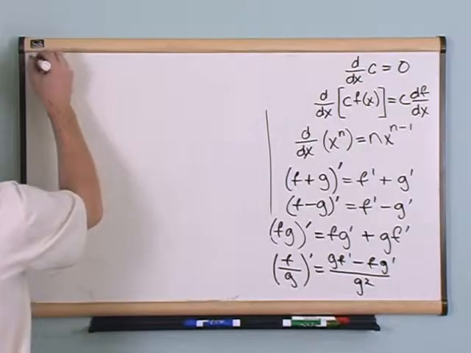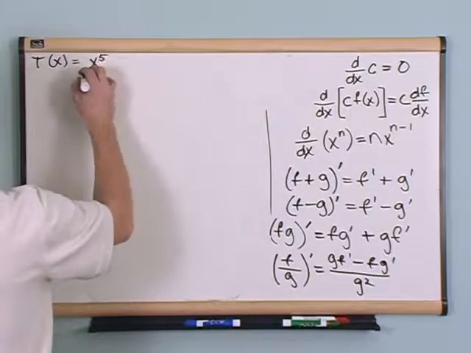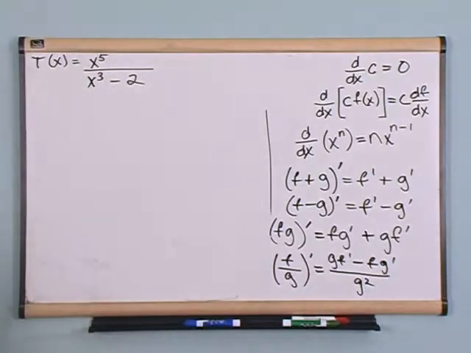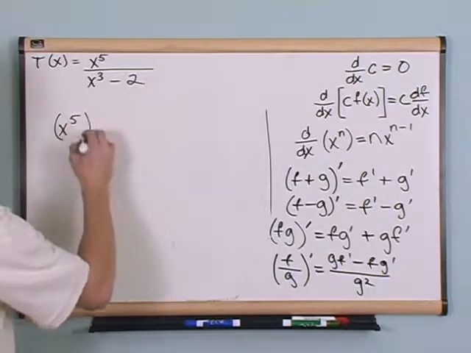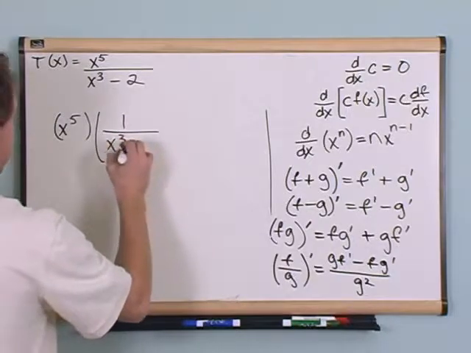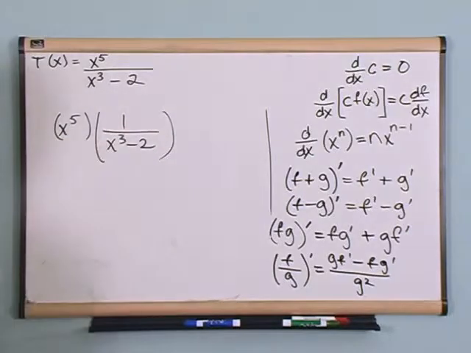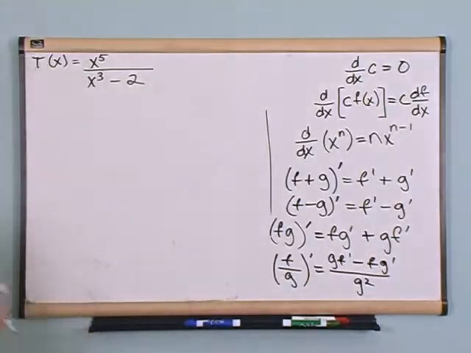Now, an example of that would be, what if you had t of x is equal to x to the 5th power divided by x to the 3rd power minus 2. Now, there's more than one way to skin a cat, okay? So we could break this out as x to the 5th times 1 over x to the 3rd minus 2, and I could use the product formula. In fact, that's exactly how you derive this formula. But we're going to use this one.